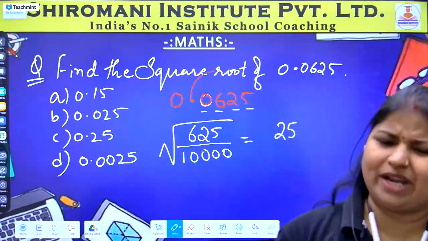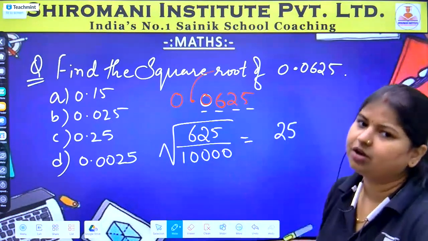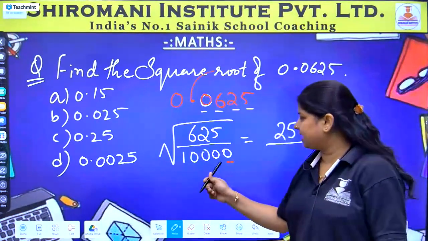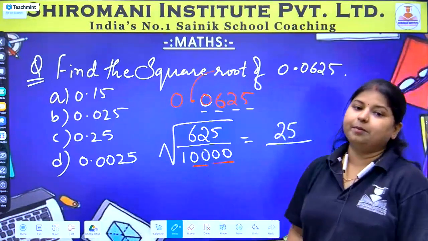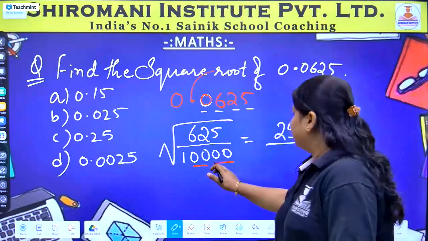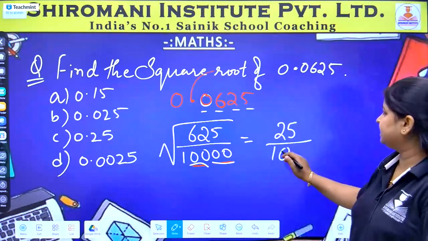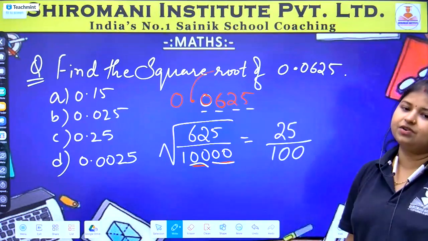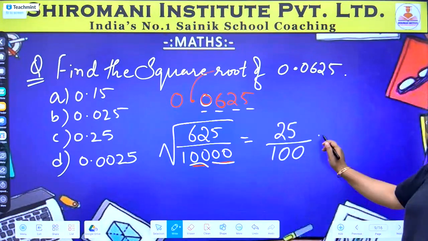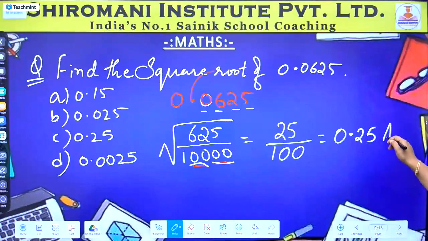Up to 25 I remember that the square root of 625 is 25. And now this is 10,000. Make pairs of zeros. This one pair and two pairs of zeros. That means the square root is 100. 25 upon 100 is my answer. When you convert it into decimal, 0.25 would be your answer.